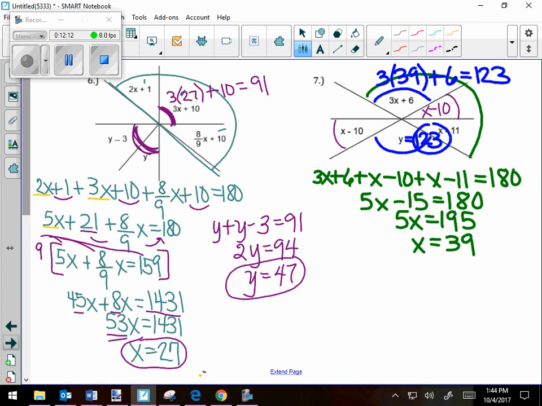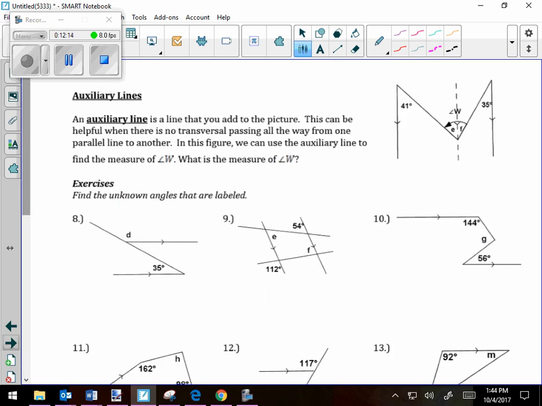As we go on to the next page, you will notice we're talking about something called auxiliary lines. Auxiliary lines are going to be lines that are considered to be helpful lines. That's pretty much what auxiliary means. And the thing about auxiliary lines is that they don't come in the picture. You have to draw your own. Sometimes you need them and sometimes you don't.